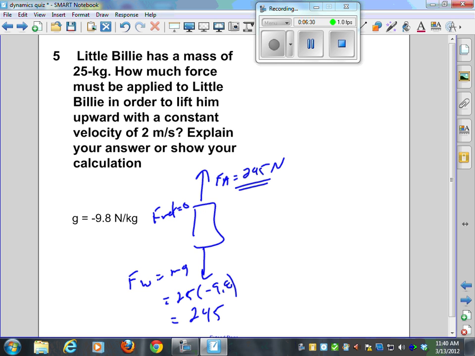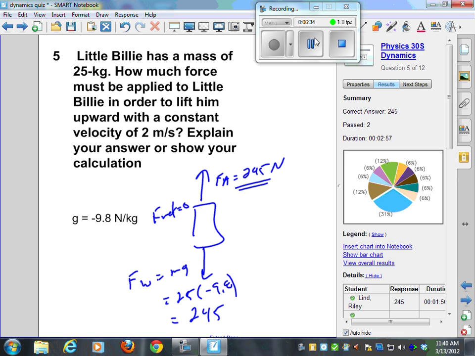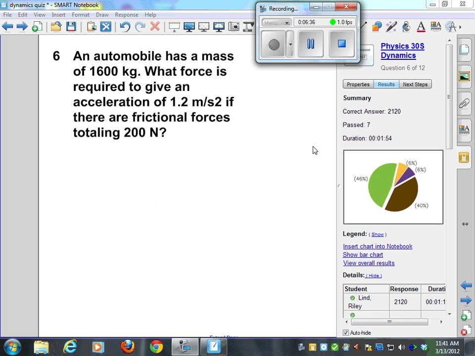245 newtons. Want to see your answer? An automobile has a mass of 1,600 kilograms. What force is required to give an acceleration of 1.2 meters per second squared if there are frictional forces totaling 200 newtons? Now this one is more challenging. I might even need to do this one here.